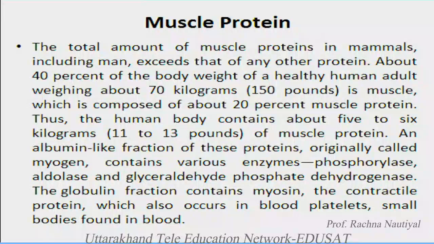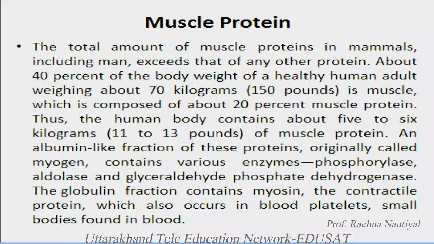Then a general view about the muscle protein. The total amount of muscle proteins in mammals, including man, exceeds that of any other protein. They are among the most prominent proteins in the body. About 40% of the body weight of a healthy human adult weighing about 70 kilograms, 150 pounds, is muscle.